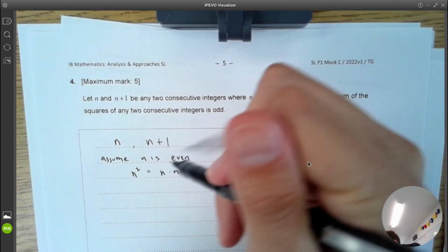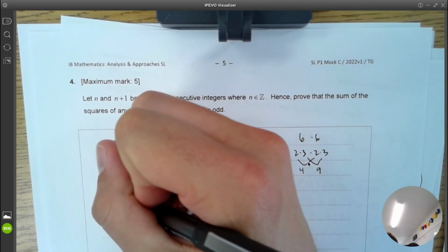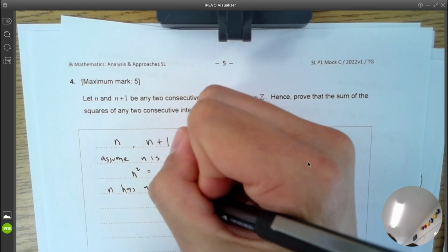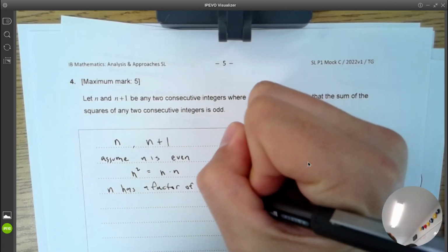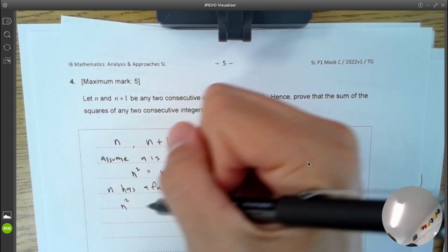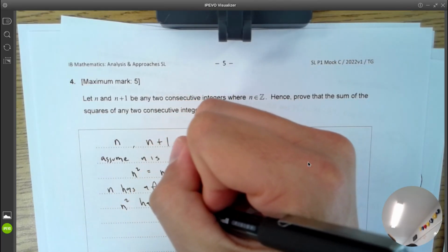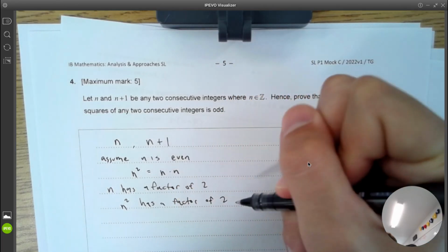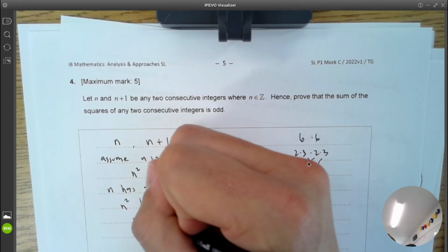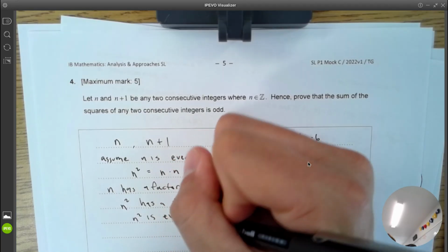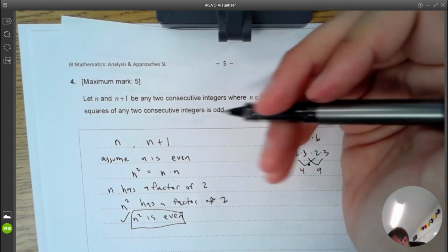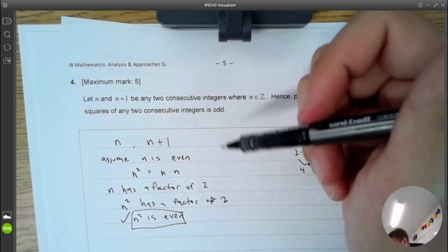So let's write that down. Assume n is even. N has a factor of 2. N squared has a factor of 2. N squared is even. All right, so n squared is even for sure.